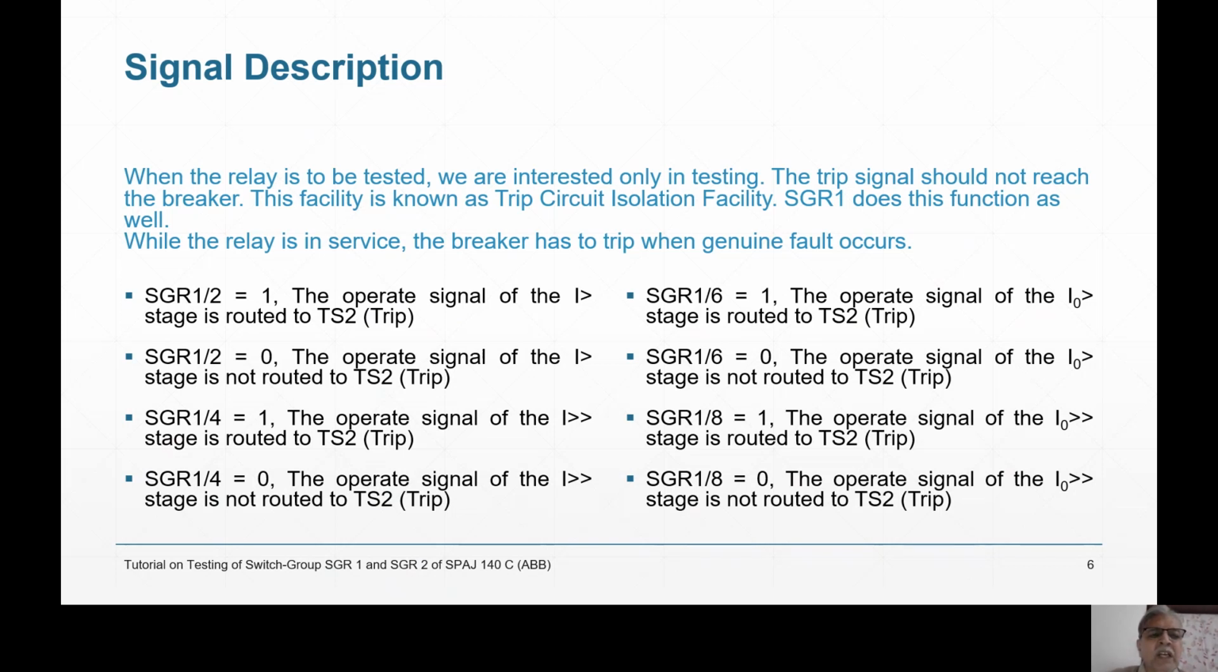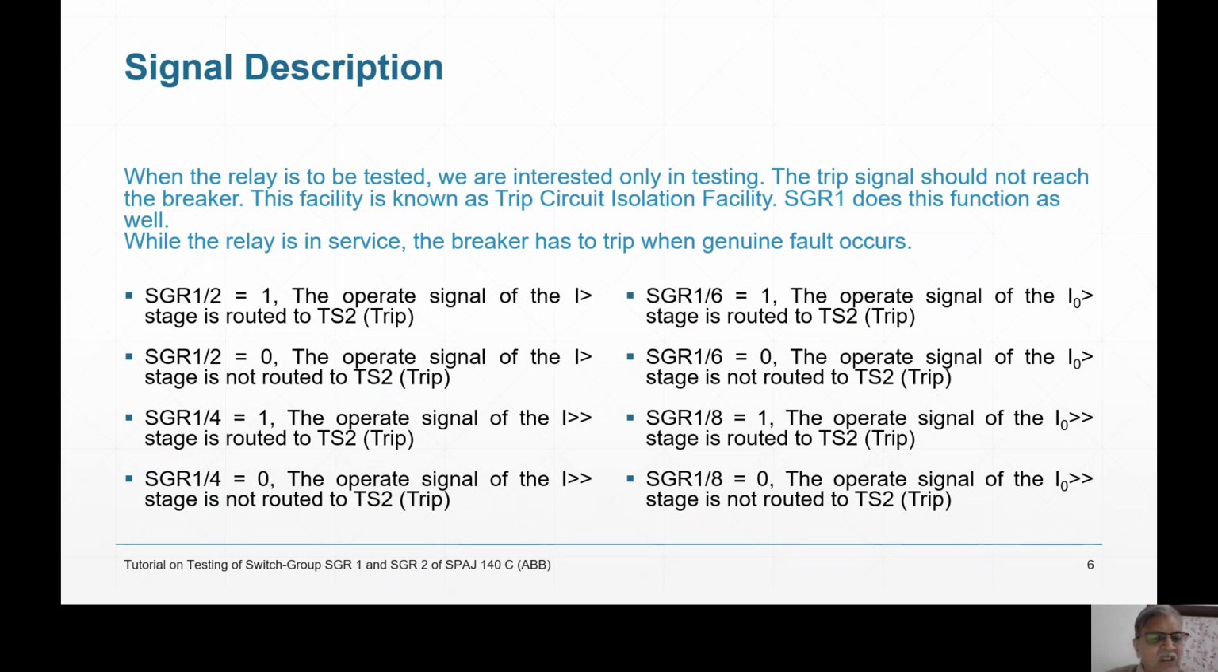So, the consumer will be under difficulty. Consumer will be under discomfort. Right? Nobody would want the breaker to trip on and off. Some industry is working, some process is going on, and then the process is interrupted every now and then, he is under heavy loss. You see, if the breaker trips like that, and you know that there is no fault, you are just testing. So when you are testing, you will make SGR1/2 equal to 0, so that the operate signal does not reach final tripping.